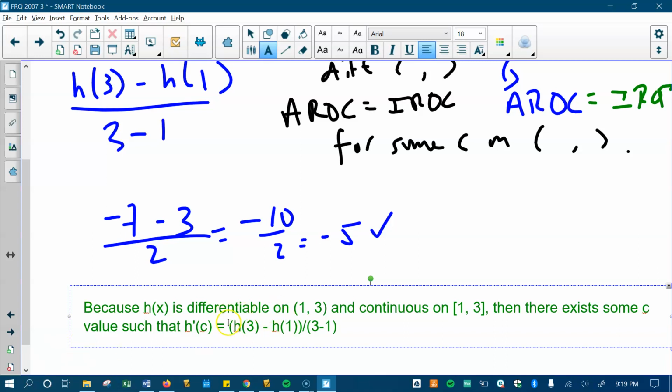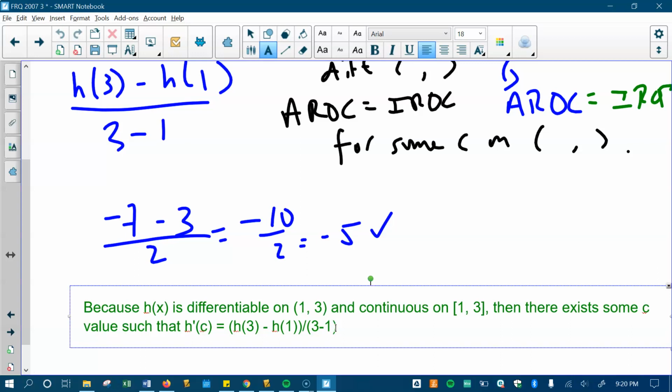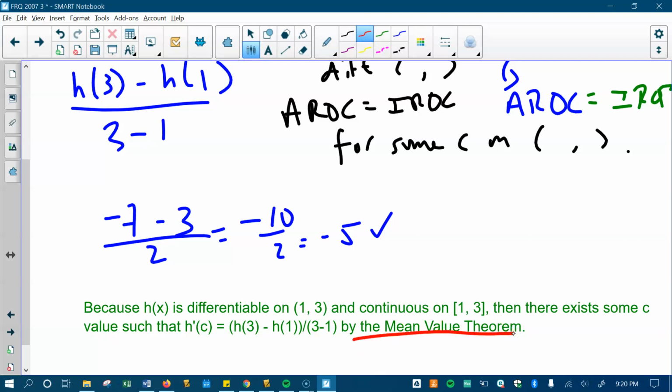Now, don't ever write that out on a test like this because that's horrible, but there you go. Because you have differentiability and continuity, then there must exist a value such that the instantaneous rate of change is equal to the average rate of change by the Mean Value Theorem. Always give credit to where it's due. Don't ever forget to include that part.